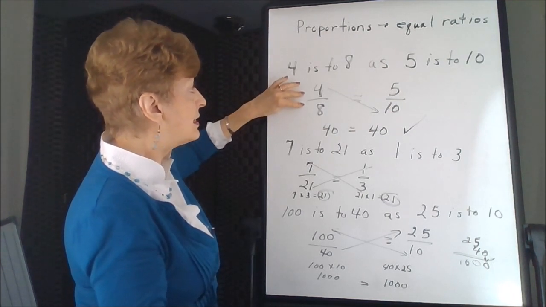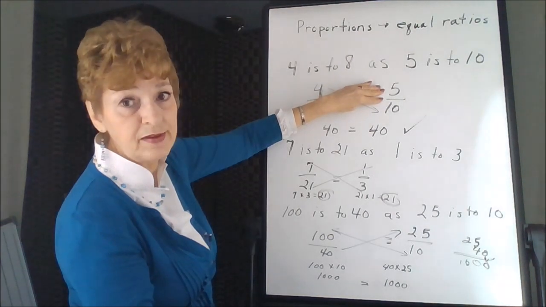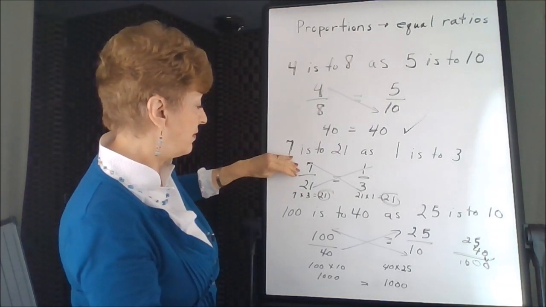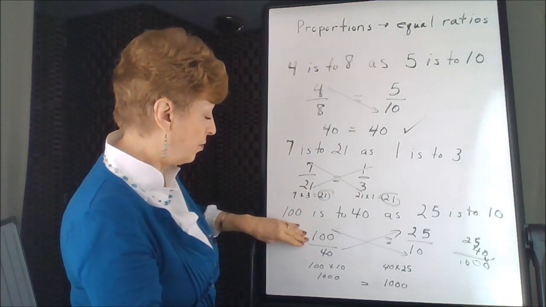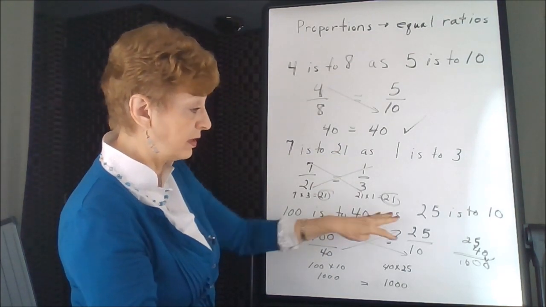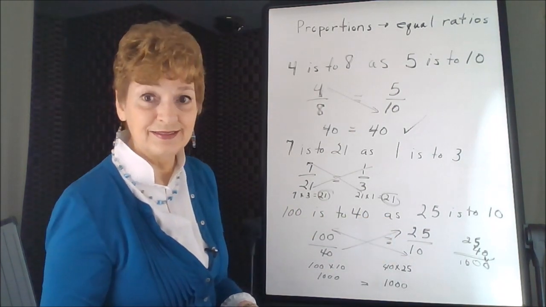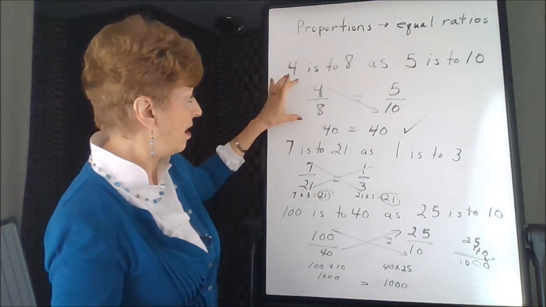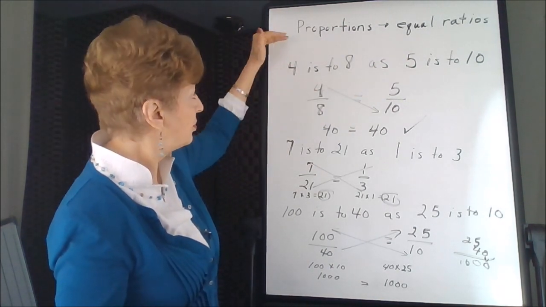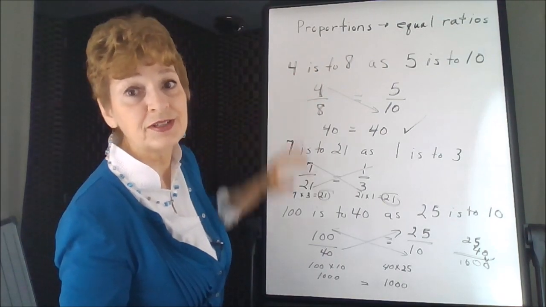So we can say that 4/8 is proportional to 5/10. 7/21 is proportional to 1/3. And 100/40 is equivalent to 25/10. Ratios are the fractions itself. Proportions is a calculation to see if the ratios are equal.